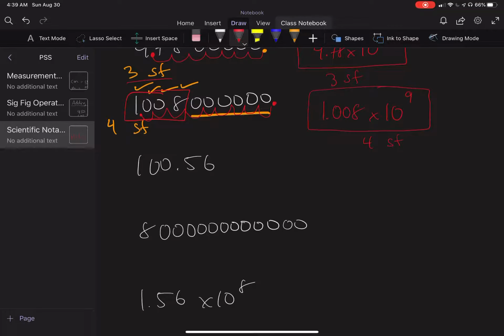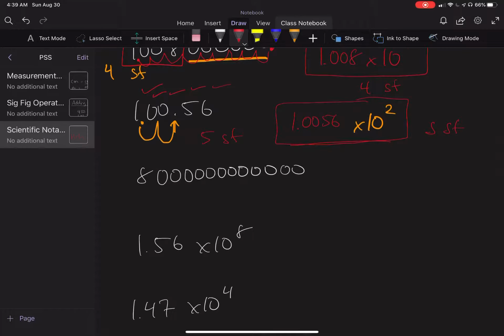Next one, 100.56. So our decimal is already here. That's good, but we need to move it all the way over. We're only going to move it 2 times. So times 10 to the 2. And now all of these digits were significant. So the 1, the 5, and the 6, and these zeros as well because they were sandwiched. So this quantity had 5 sig figs. We need to make sure over here we also have 5 sig figs. So 1.0056. So this has 5 sig figs.